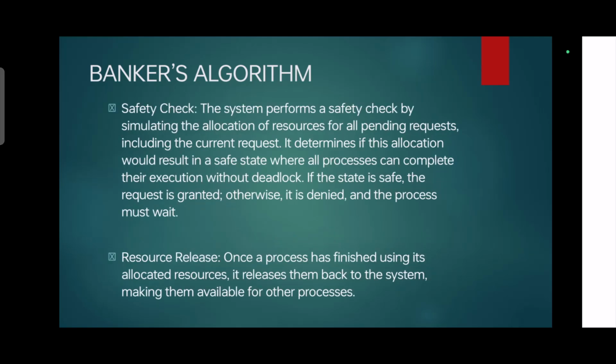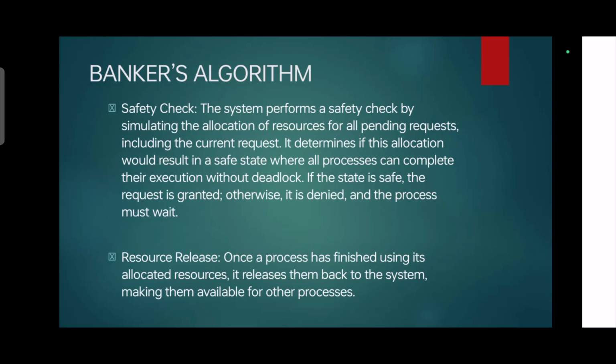Now next is safety check. The system performs a safety check by simulating the allocation of resources for all pending requests, including the current request. It determines if this allocation would result in a safe state where all processes can complete their execution without a deadlock. If the state is safe, the request is granted, otherwise it is denied and the process must wait.